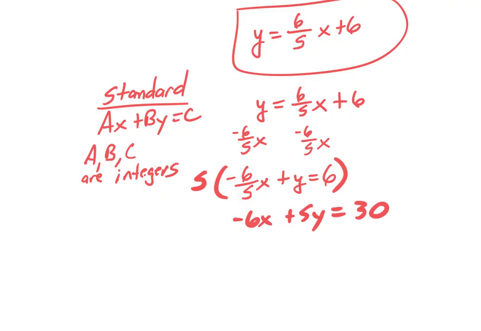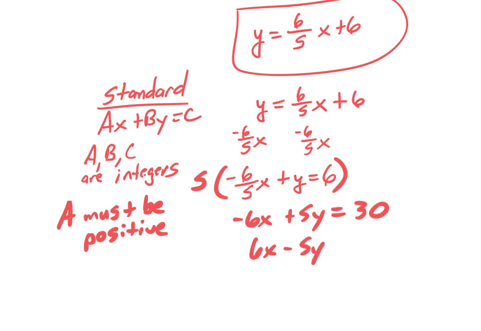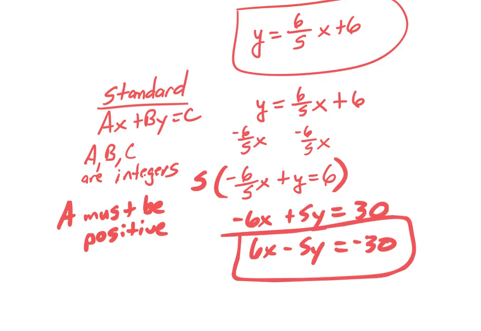Okay, one last thing. A must be positive. Whenever you finish up in standard form, we always want the a value to be positive. And so what we're going to do is basically multiply by negative 1. But when I multiply by negative 1, all that does is switch all my signs. So this becomes 6x minus 5y equals negative 30. And that's our standard form.